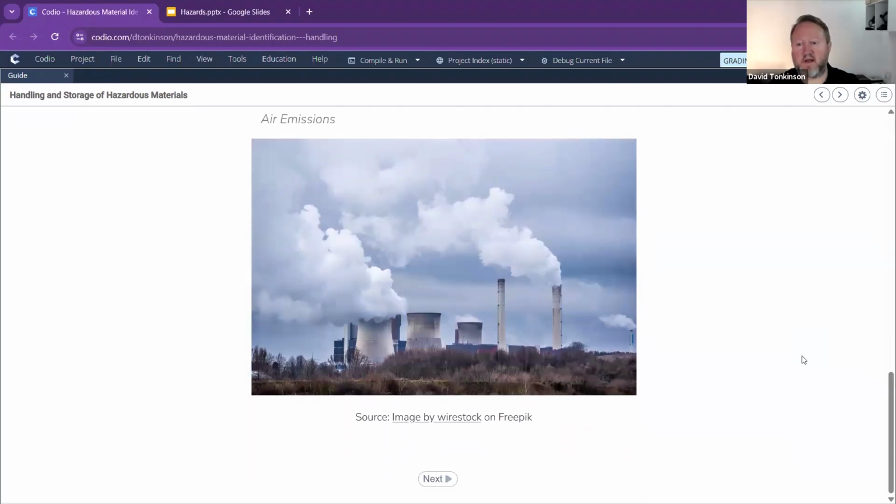Any questions about what we do with the air emissions? Normally quite simple. It's basically just keep a tab of how long you run your diesel generators and what you emit.